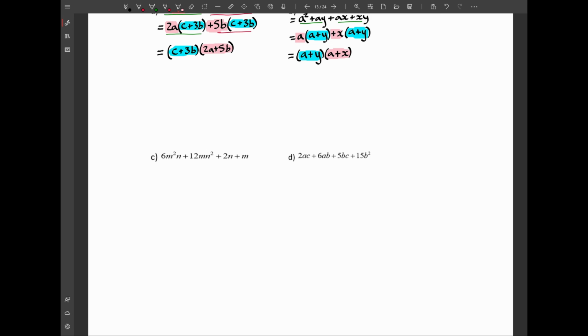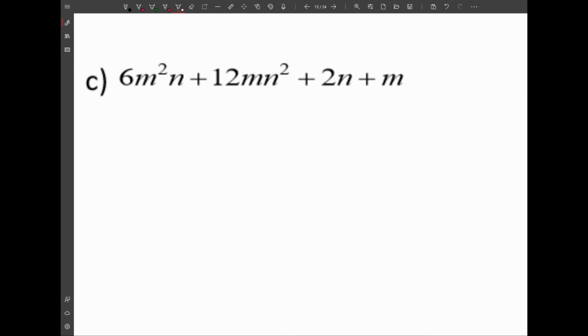Two more to go. All right, let's look at this one. 6m squared n, 12mn squared, 2n plus m. Okay, so there's something I could right away, if I wanted to, factor that's common between all of them. They all, well, actually, no, I don't have anything in common. I still don't have anything in common. What am I talking about? They don't have anything in common. Puh. We've got groups.